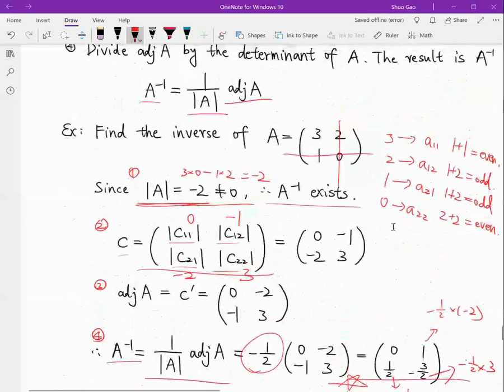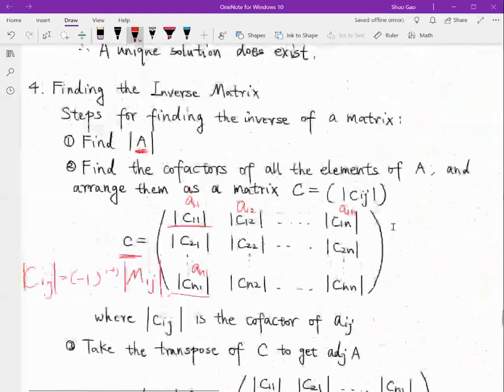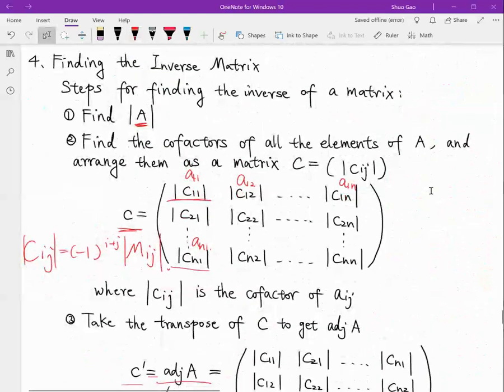So in summary, there are 4 steps you need to do to find the inverse of a matrix. And the most important and most complicated one is to find the cofactor matrix C. Right? It takes a lot of time to find that. But after you find the matrix C, the rest of them will be very easy to do.